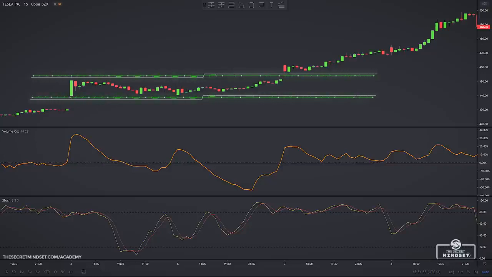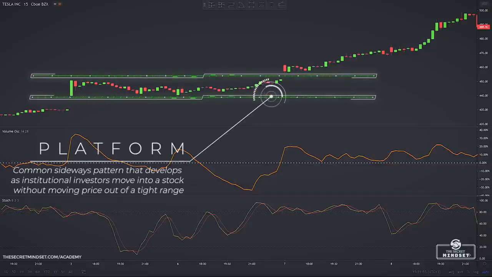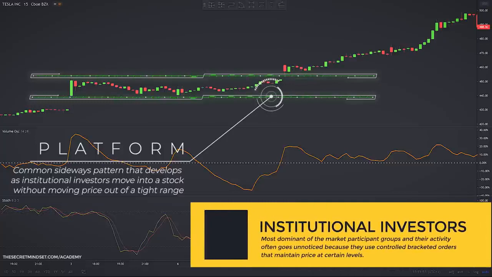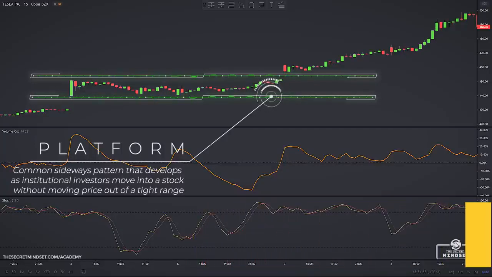The stock is building a platform, which is a common sideways pattern that develops as institutional investors move into a stock without moving price out of a tight range. Institutional investors are the most dominant of the market participant groups, and their activity often goes unnoticed because they use controlled bracketed orders that maintain price at certain levels.